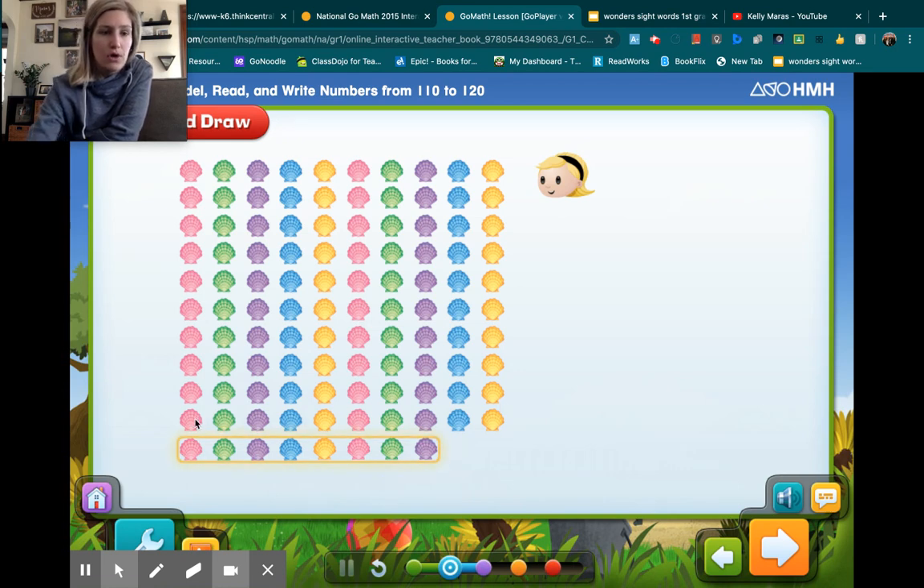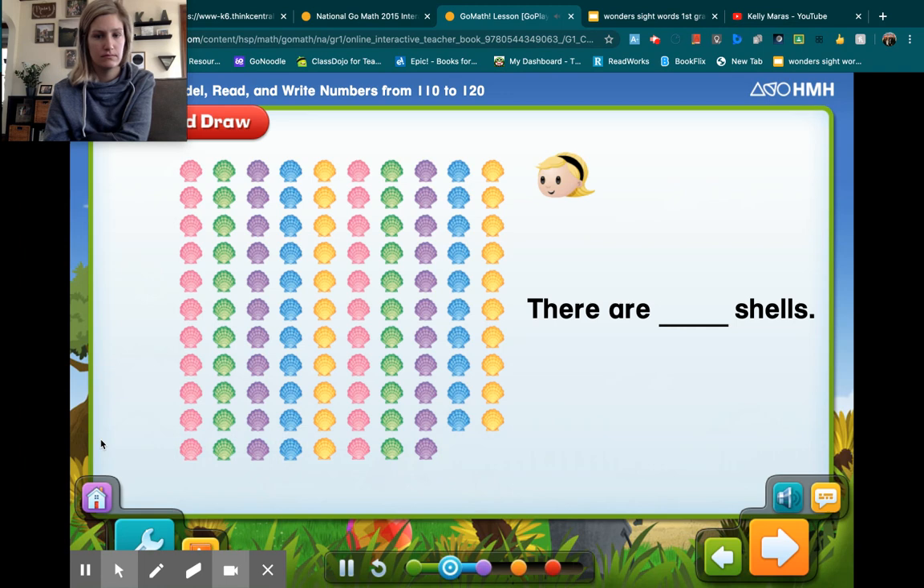Okay, so now that we're all on the same page with her, let's count the extras. 1, 2, 3, 4, 5, 6, 7, 8. There are 8 shells in the last row, or 8 ones. So how many shells does Heidi have? Click to show the answer.